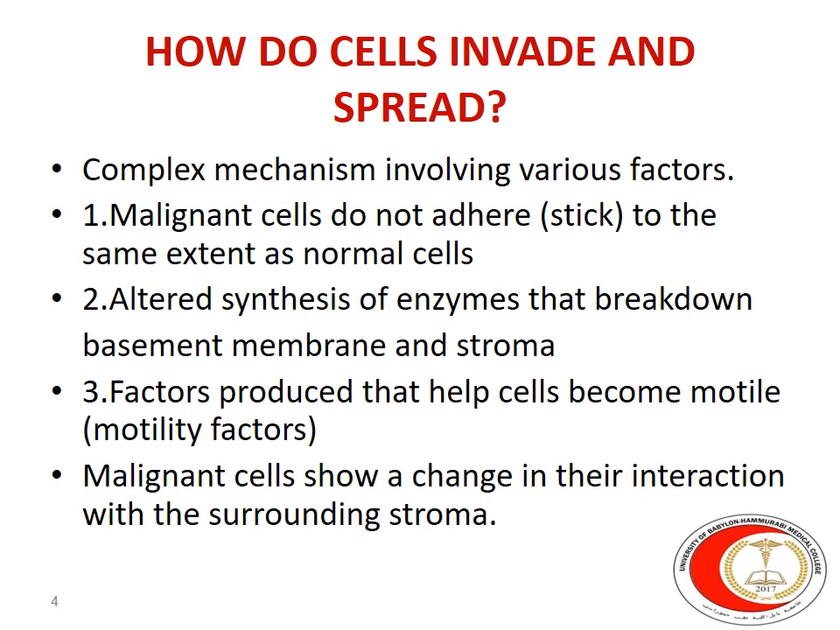Also, there is an alteration in the synthesis of enzymes that break basement membrane and stroma. There are several factors produced by the malignant cells themselves that help these cells to become more motile. We call them motility factors. And malignant cells show a change in their interaction with the surrounding stroma, which can facilitate the process of invasion.